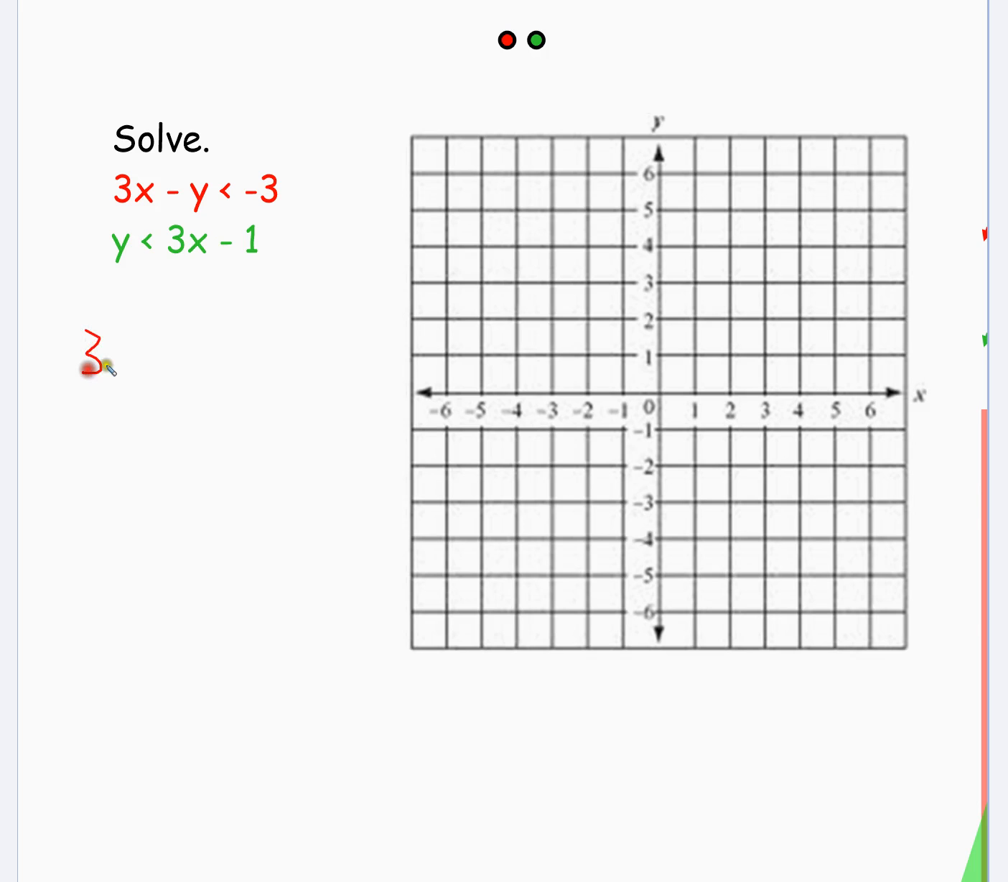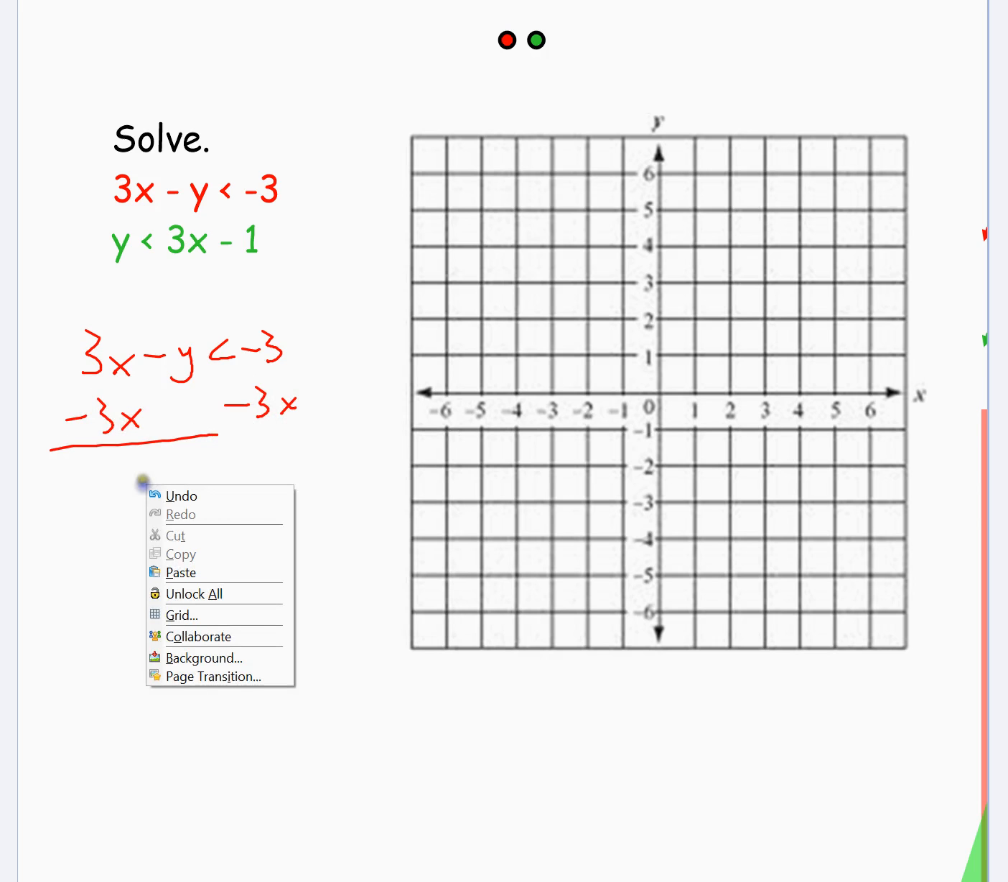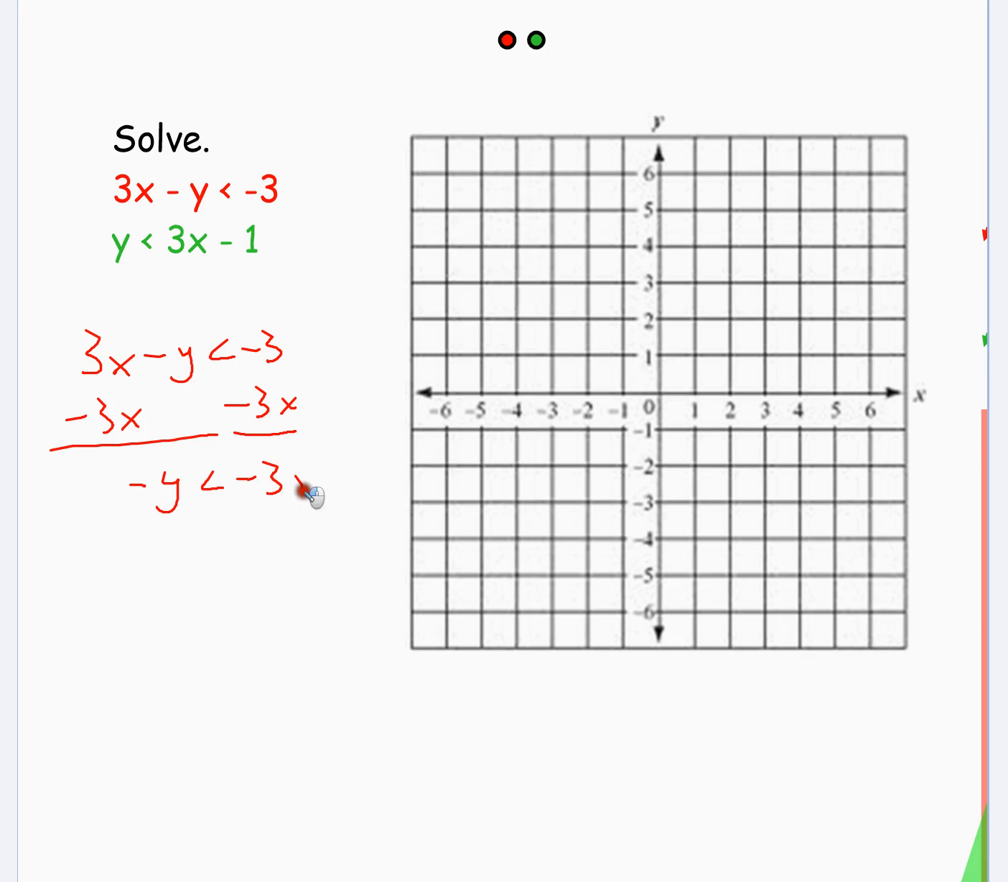And we have 3x minus y is less than negative 3. We'll go ahead and subtract 3x from both sides. That gives us negative y is less than negative 3x minus 3. We want to get a positive y here, so we're going to divide by -1. When we divide by a negative, we have to switch the direction of the sign, so we have y is greater than 3x plus 3, and this is a negative divided by a negative.